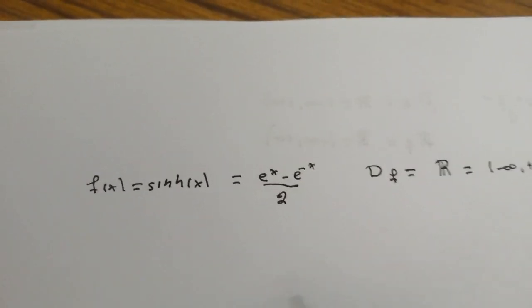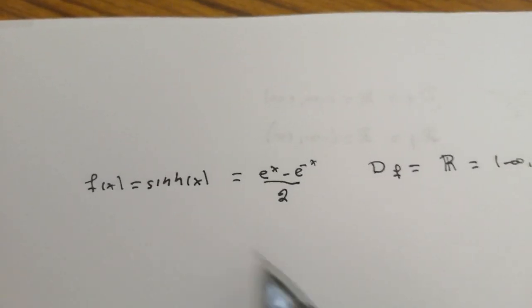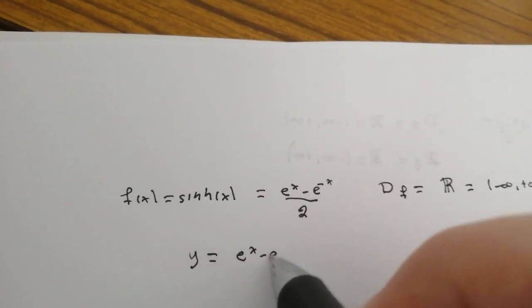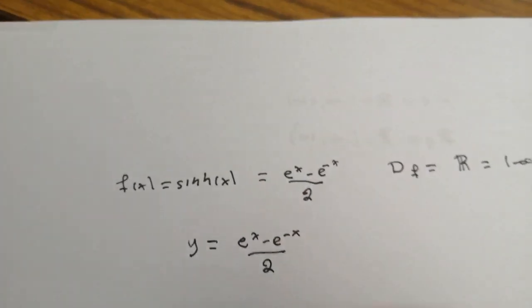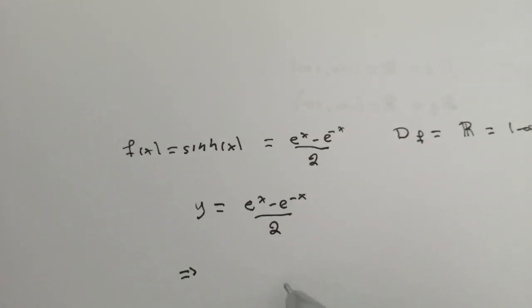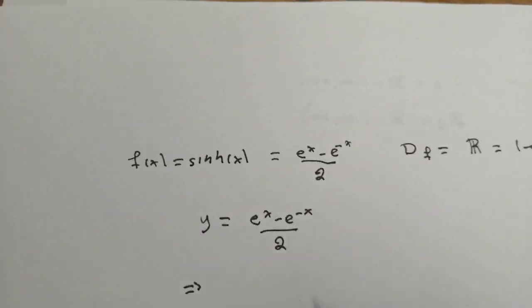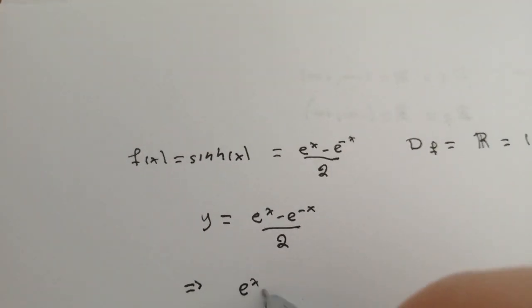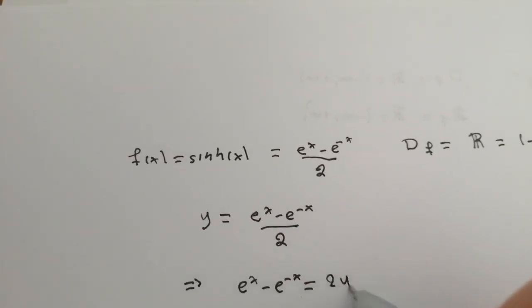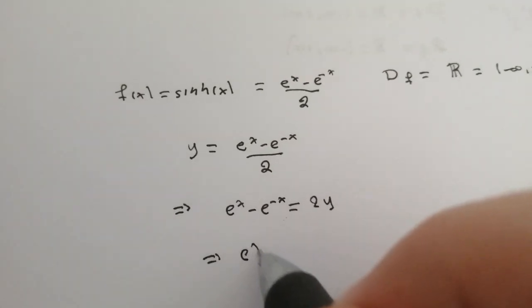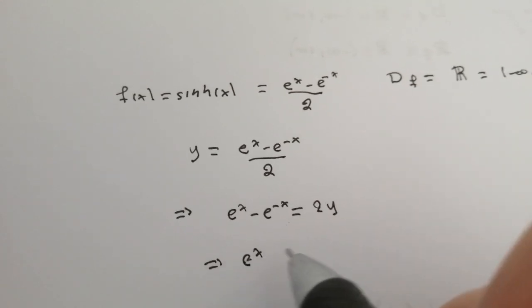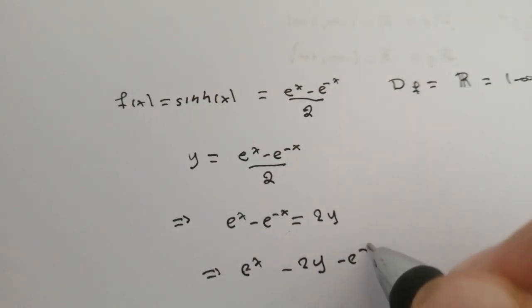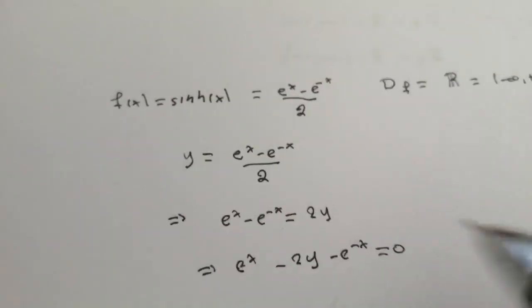Now we will want to try to find the inverse of this function. So y is e to the x minus e to the minus x over 2. In order to find the inverse function, we need to solve with respect to x. So we will rearrange this equality a little bit. e to the x minus e to the minus x is equal to 2 times y. So we move all the terms to the left hand side, and we obtain this equal to 0.